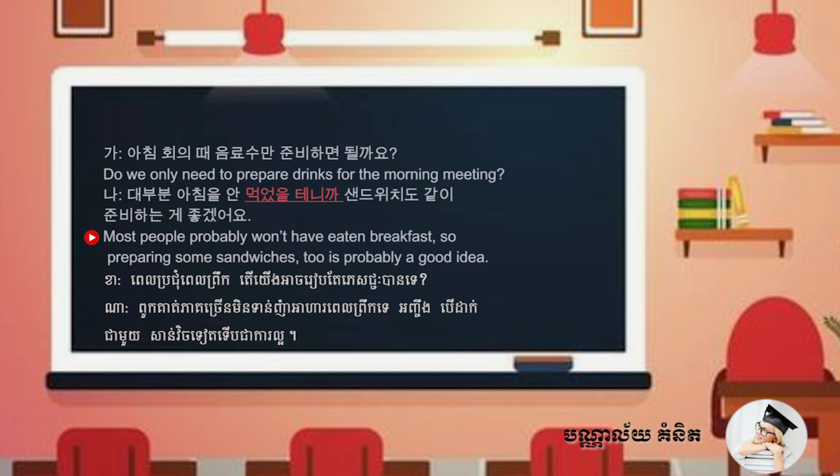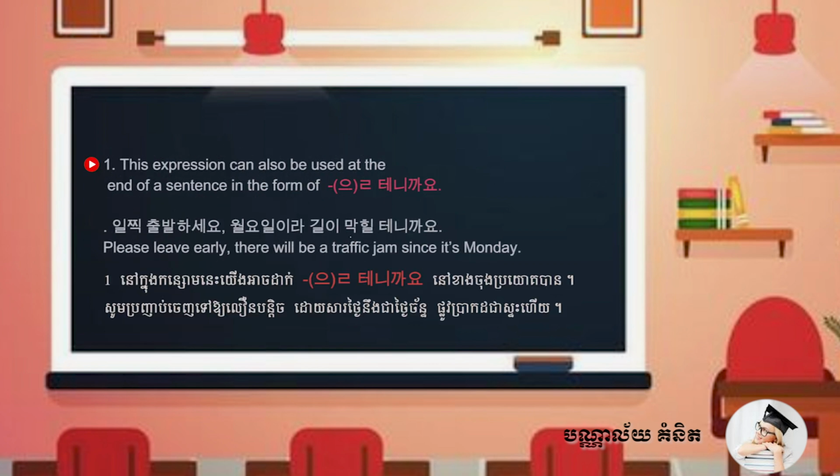Now you look at note 1. The expression can also be used at the end of a sentence in the form of 을 테니까요. Example: 일찍 출발하세요. 월요일이라 길이 막힐 테니까요. Please leave early. There will be a traffic jam since it is Monday. In this case, the meaning is the same, right? We only change the order of the sentence. We move the suggestion to the front, and after this the reason, ending with 을 테니까요.